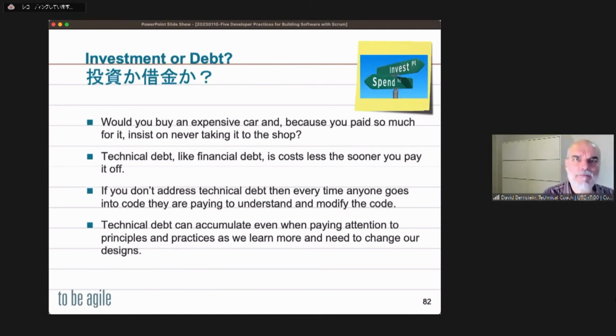I don't think any of us would buy a very expensive car, and because we paid so much money for it, insist on never taking it to the shop, never putting oil into it. The car wouldn't last very long. And software development is not a write-once activity. Software development requires constant care and nurturing, requires also constant refactoring.